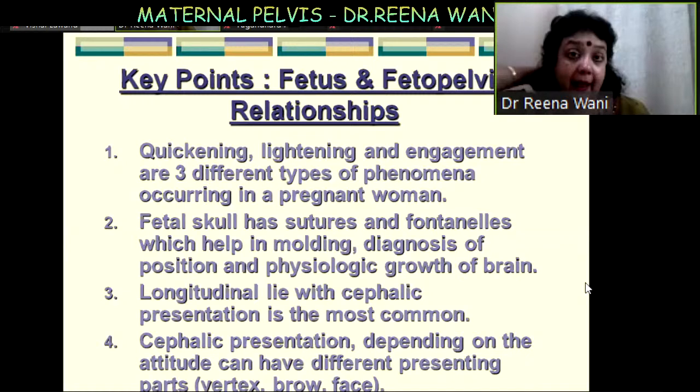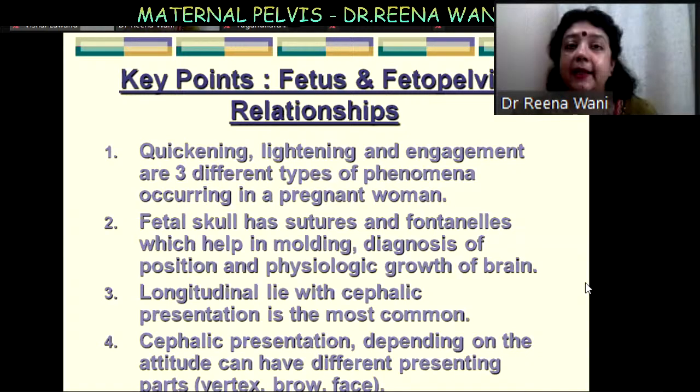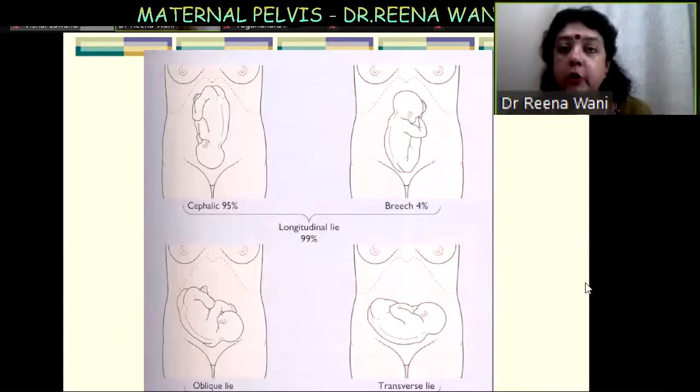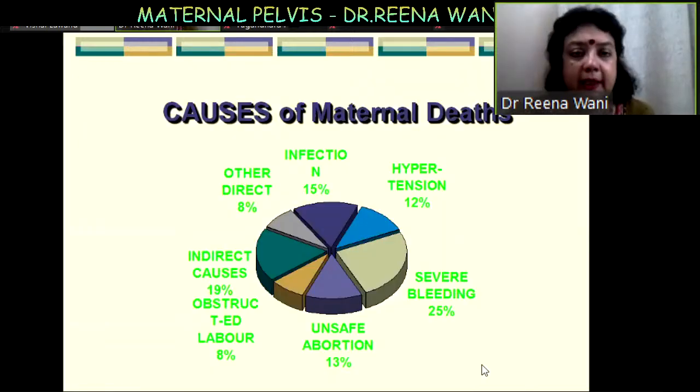Now, brow is the third, which I talked to you about. Brow is where it is in between the two. And as I said, if it's 13 centimeters, it either has to flex or extend for a vaginal birth. This is showing you a pictorial representation of what I just said, that longitudinal lie, that is the long axis of the fetus and the long axis of the baby are in the same plane. I want you to just see this part.